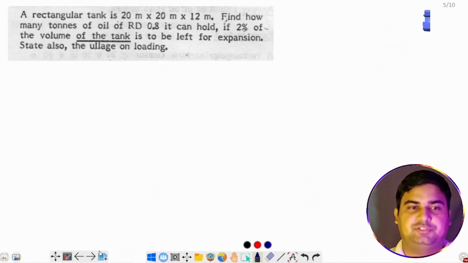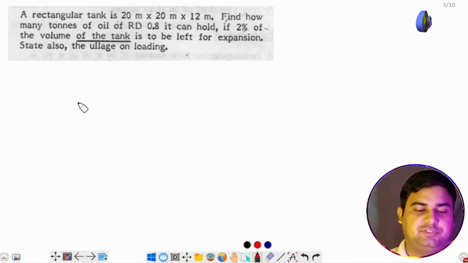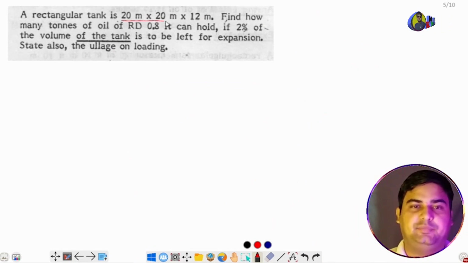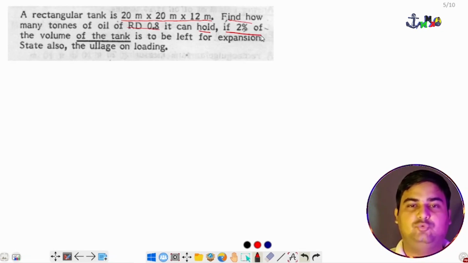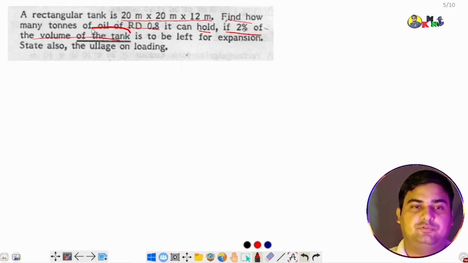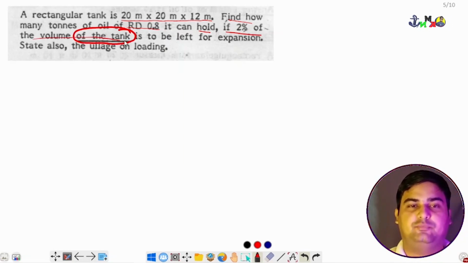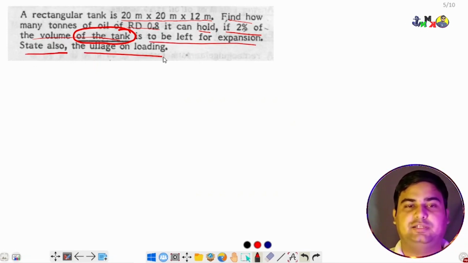We'll move forward to the next question now. The next question is a rectangular tank 20 meters by 20 meters by 12 meters. Find how many tons of oil of RD 0.8 it can hold if 2% of the volume of the tank, okay, this is a very important phrase, that's why it is underlined, is to be left for expansion. State also the ullage on loading.